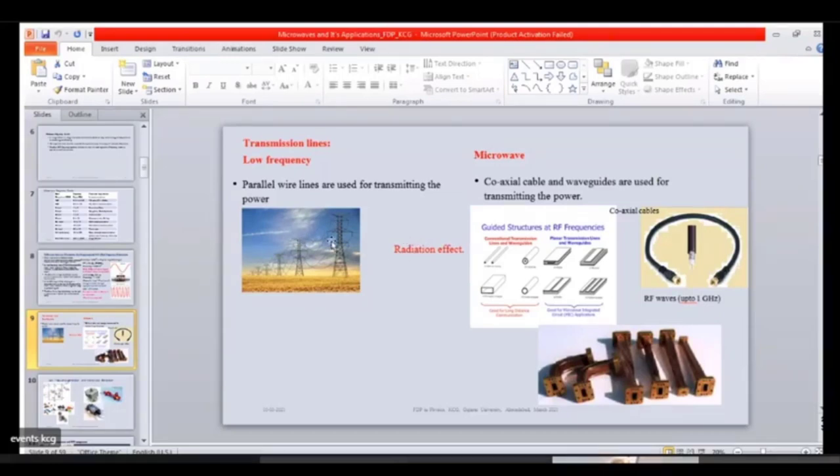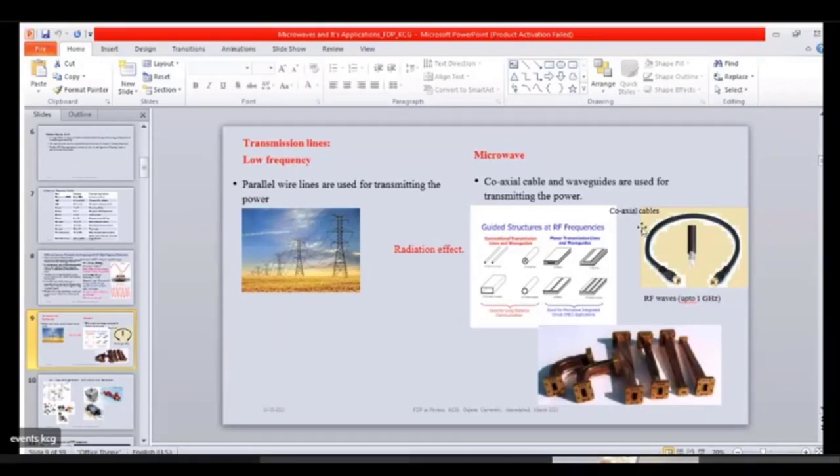These wires, conducting wires or the transmission lines, they themselves will behave as the antenna. They will start radiating the electromagnetic waves, and there will be a lot of loss of power, right? So a sufficient amount of power may not be delivered from the source to the load, and we cannot use this type of transmission line for high frequency signal transmission. We should have to go for some other means.